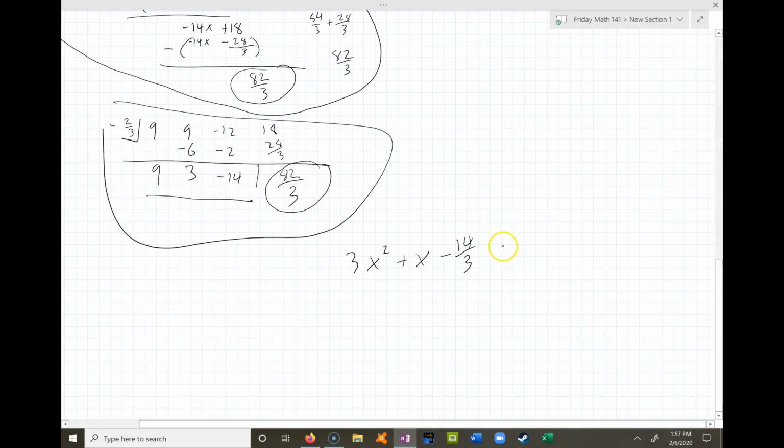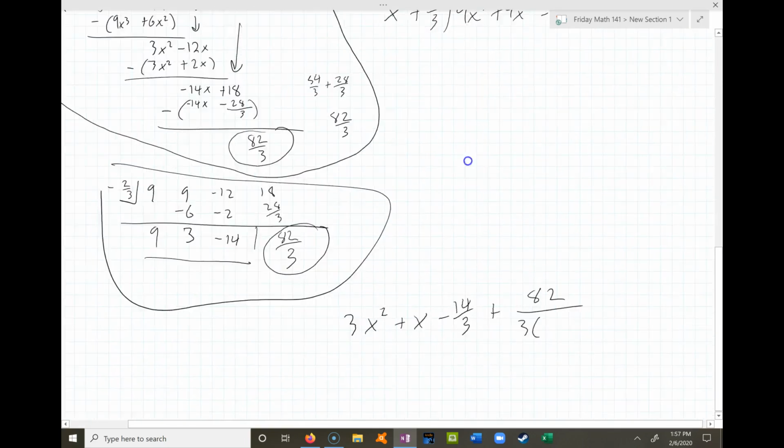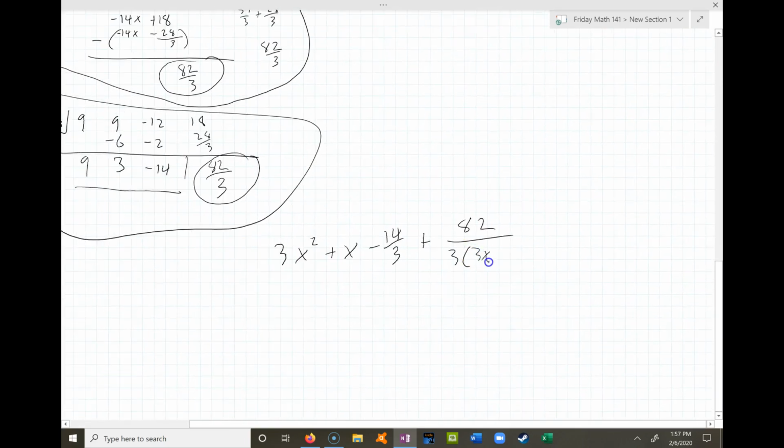Oh yeah, we'd finish this off by going minus, plus 82 over 3 times, what was it? 3x plus 2. So actually it would be 3x squared plus x minus 14 over 3 plus 82 over 9x plus 6.